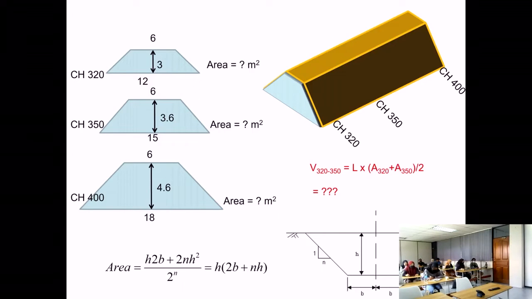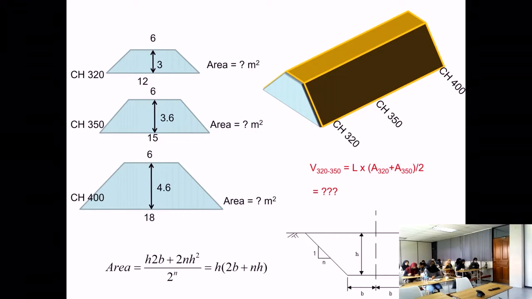This is just a formula. You can use your own formula. Once you have got area 1, area 2, area 3, then the volume between chainage 320 and 400 will be: first, between 320 and 350, area 1 plus area 2 divided by 2 multiplied by the distance, which in this case is 350 minus 320, 30 meters. The next volume will be between 350 and 400. The length is 50. Area 2 plus area 3 divided by 2 multiplied by 50. So you get this volume plus this volume, then you get the total volume of the embankment of the field.